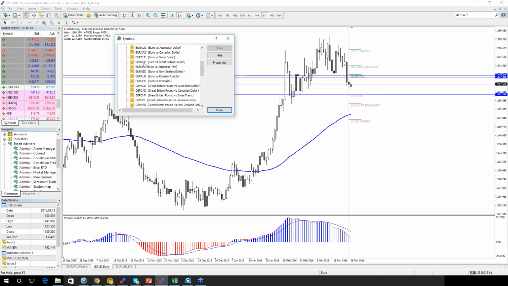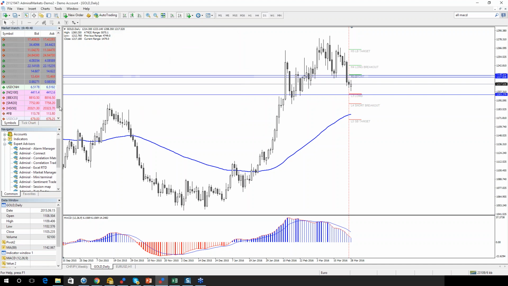Let's see. Symbols, Forex. Yeah, here it is, GBP Swissy, but it's hard to see it here. I will go through this again. GBP Swissy. Okay, let's wait. GBP AUD, Singapore dollar. It says it's on Market Watch, but I cannot see it there. Very strange.